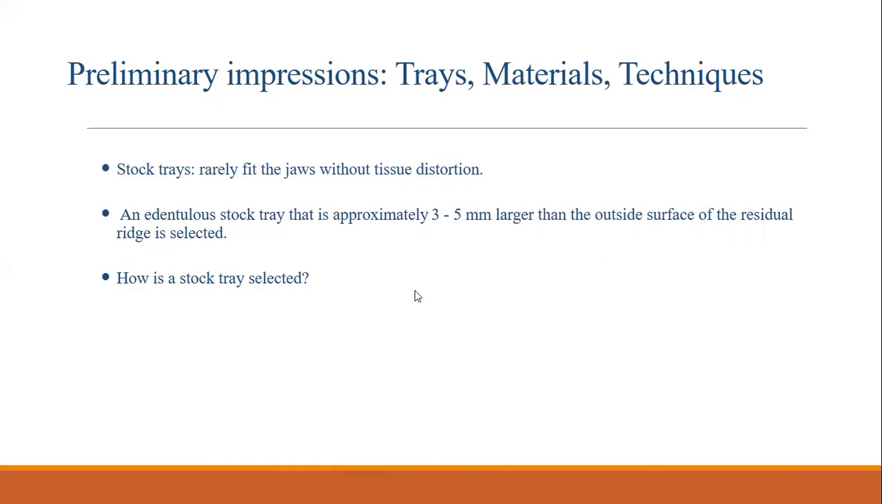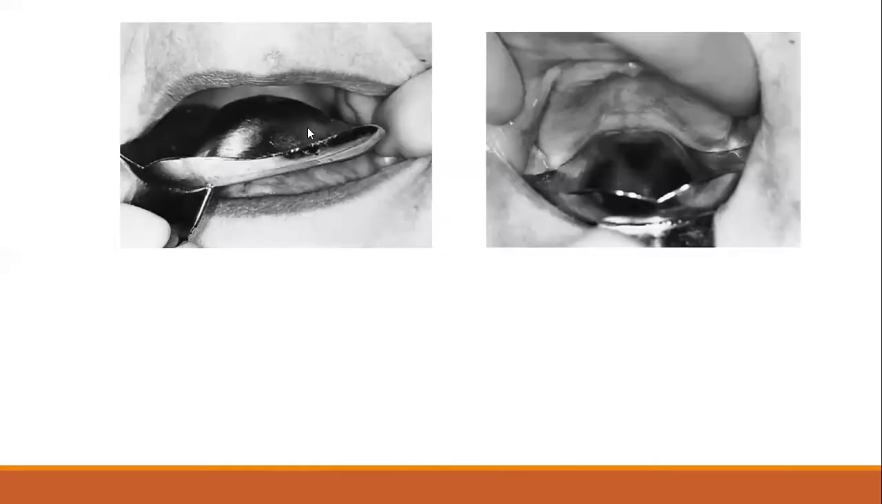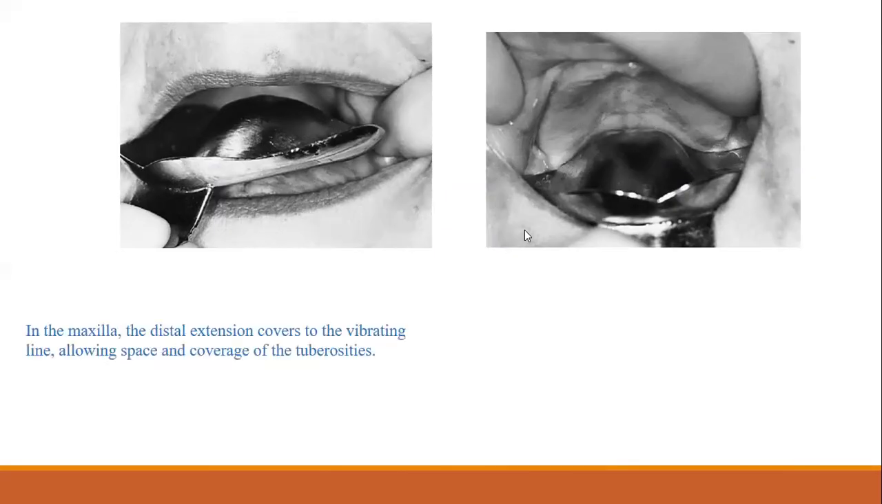How is a stock tray selected? We look here at the upper tray, inserted inside the patient's mouth. Here we look at the posterior borders of the tray. They should cover the tuberosity and the vibrating line. Anteriorly, also it should cover all the anatomical landmarks with a space of around 3 to 5 millimeters. So in the maxillary, the distal extension covers to the vibrating line, allowing space and coverage of the tuberosities.